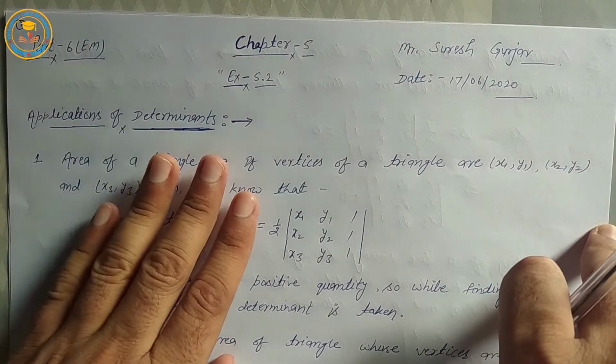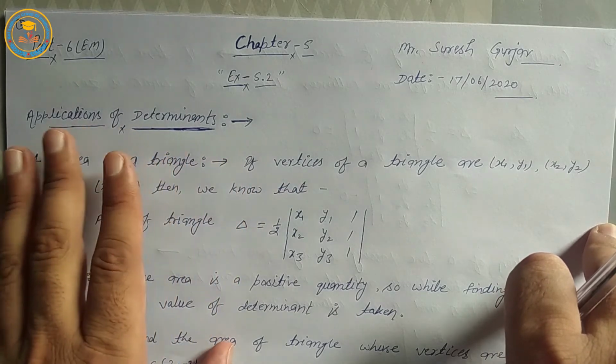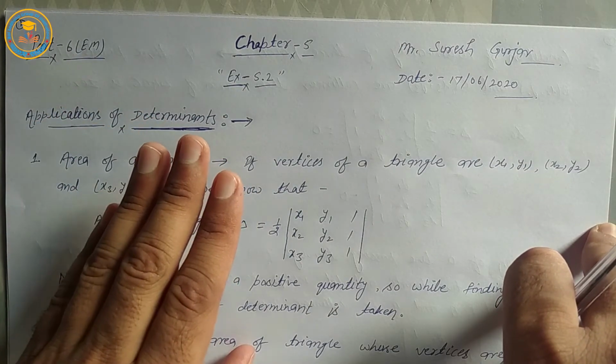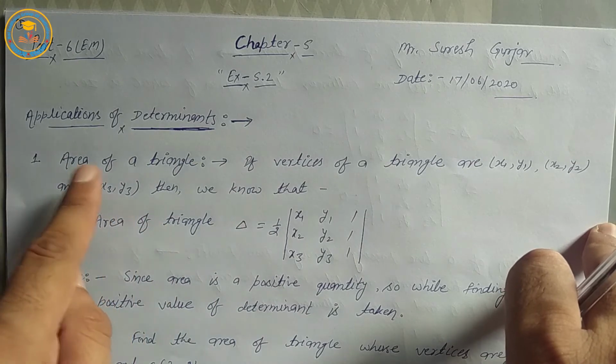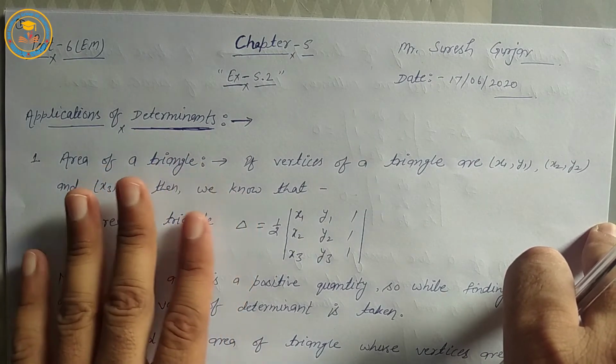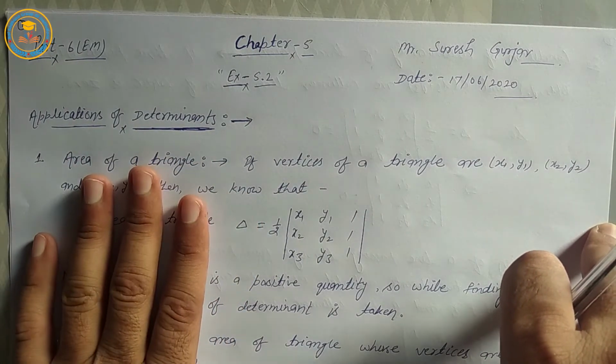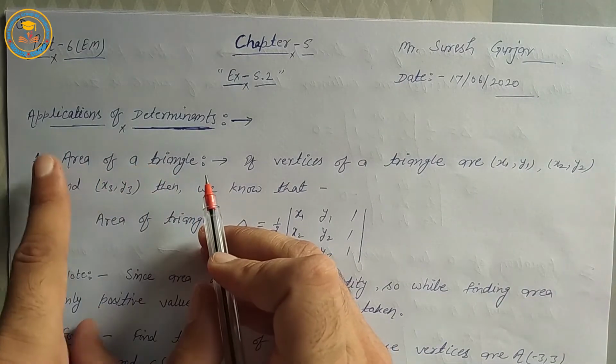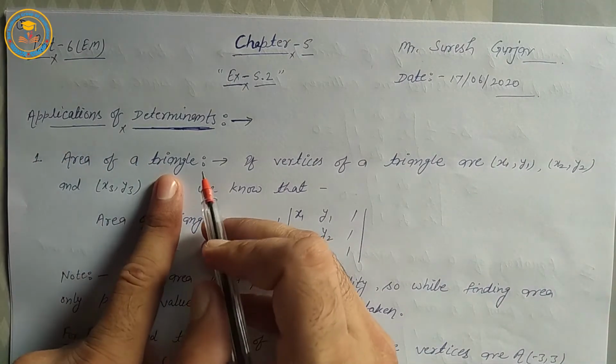Application of determinants. Point number one: area of a triangle. First application, area of a triangle.